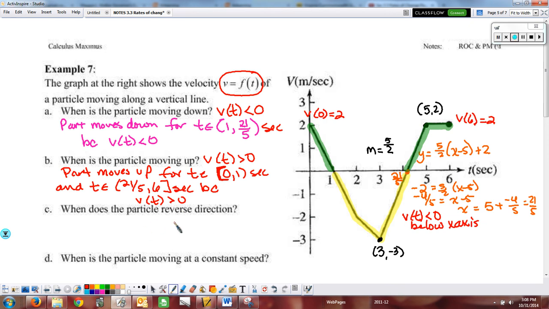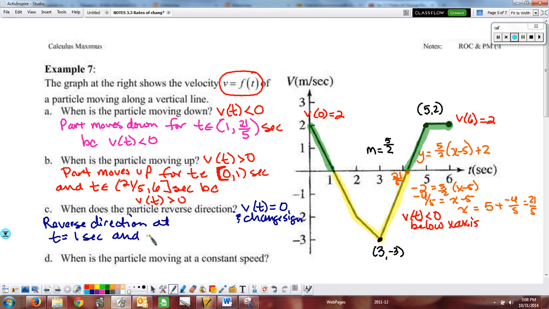Now we want to know, when does the particle reverse direction? Now, two things we're going to be looking for there. It's going to reverse direction, it's going to stop when the velocity equals 0, and it has to change sign. Basically, because we have the graph over here, we're looking at where it crosses the x-axis and actually goes from positive to negative, and then from negative to positive. So it reverses direction in two places: at t equal to 1 second and at t equal to 21/5 of a second.